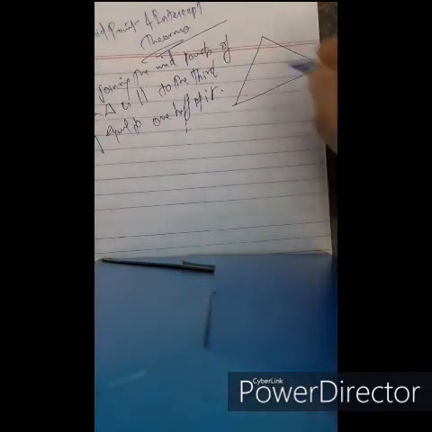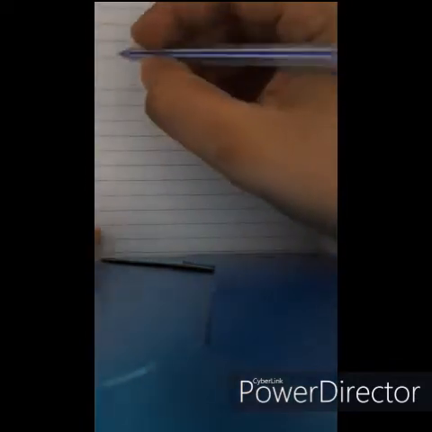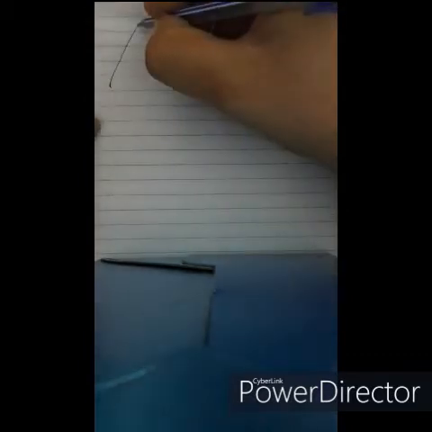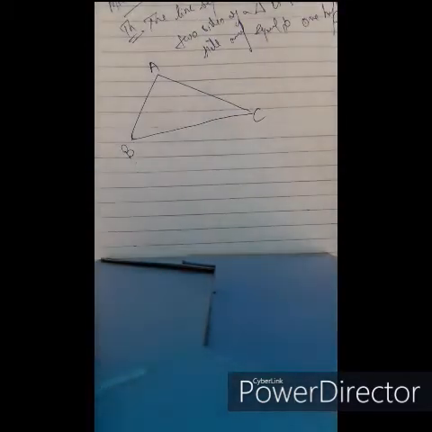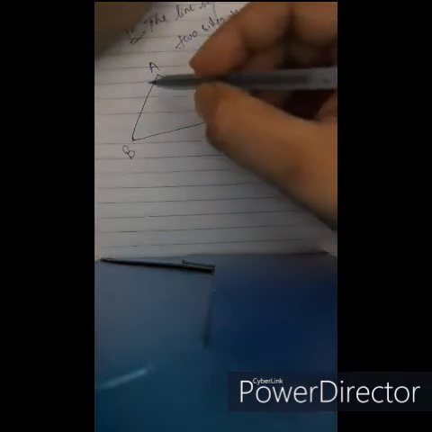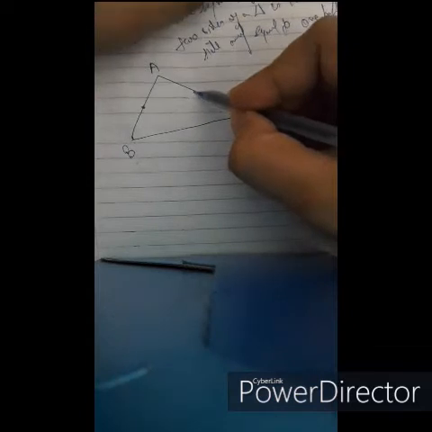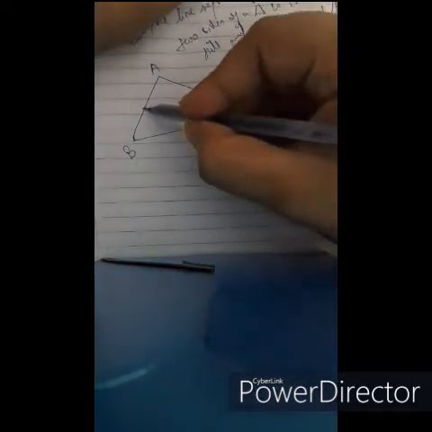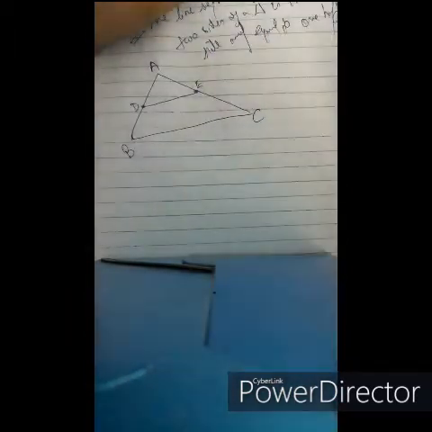Suppose this is a triangle ABC. I hope you are able to see the figure. So what does the midpoint theorem state? The line segment joining the midpoints of any two sides of a triangle, suppose AB and AC are two sides, the line segment DE joins the midpoints.